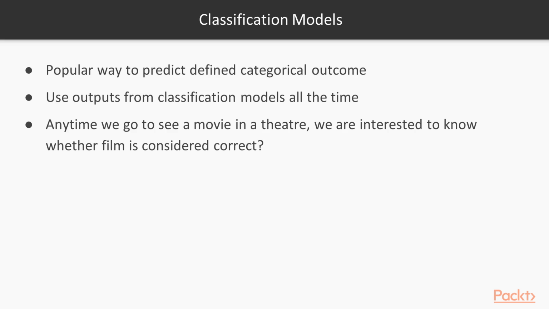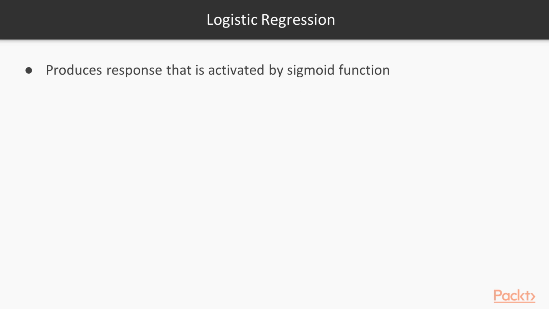Classification models are a popular way to predict a defined categorical outcome. We use outputs from classification models all the time. Anytime we go to see a movie in a theater, we are interested to see whether the film is considered good. One of the most popular classification models in the data science community is logistic regression.